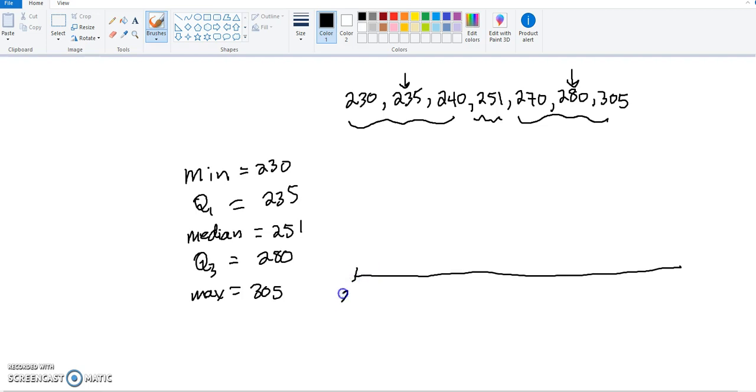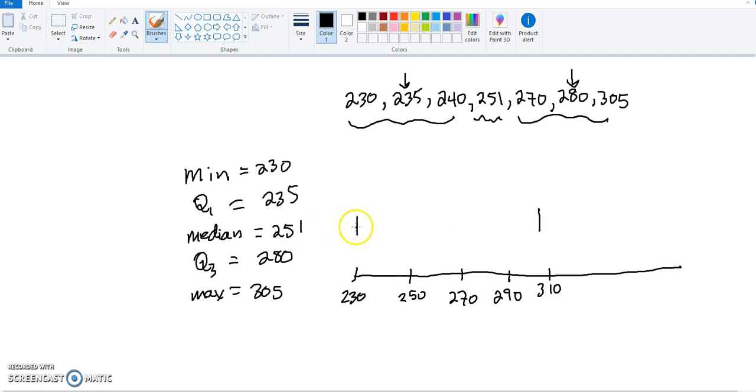So 230. Maybe we'll do 20. 250. Doesn't need to be super precise. 270. 290. Oops. Let me erase that. 290 is the next one. So 290 and 310. And then essentially you just mark 2 lines for your minimum value and then your maximum 305. That would be right about here.